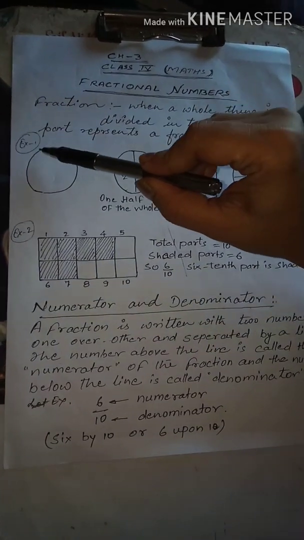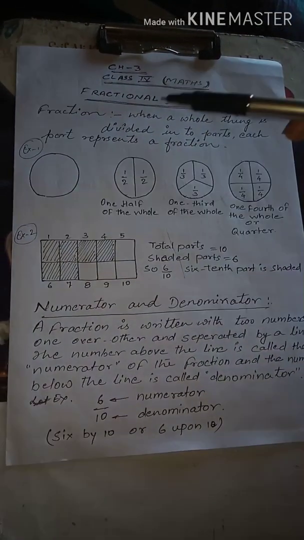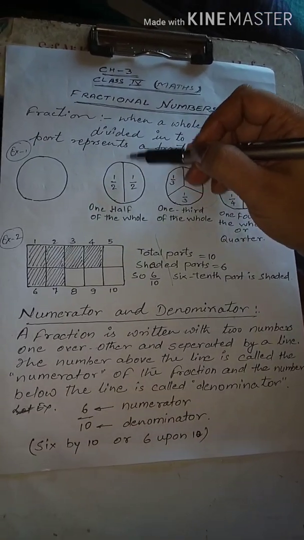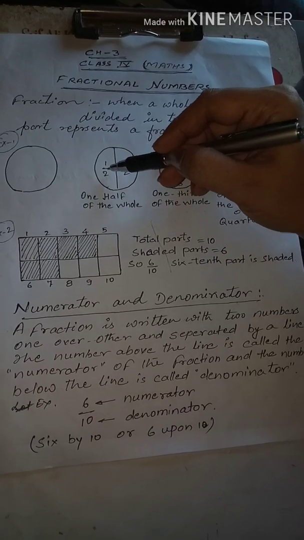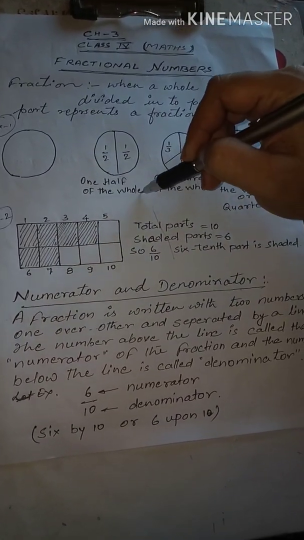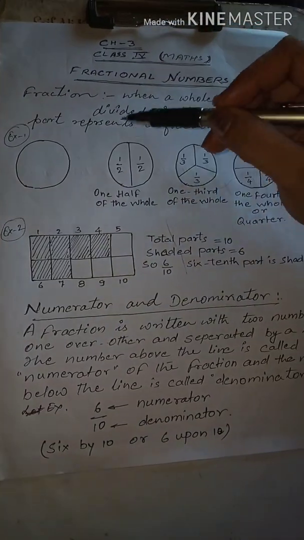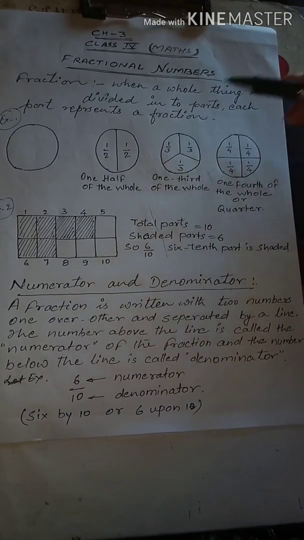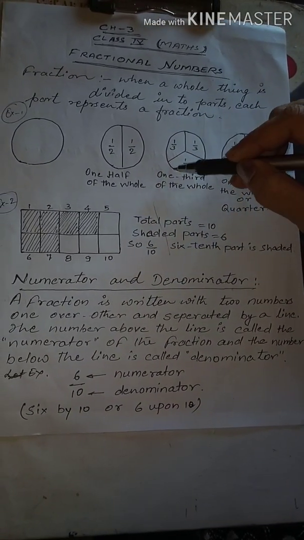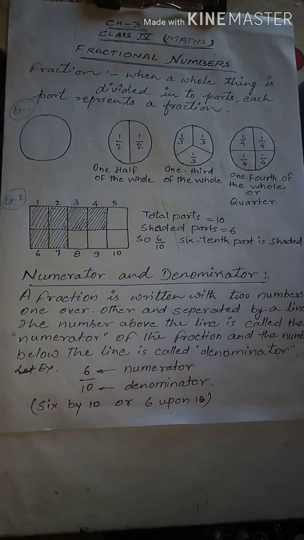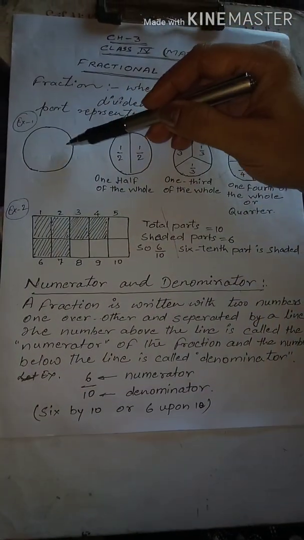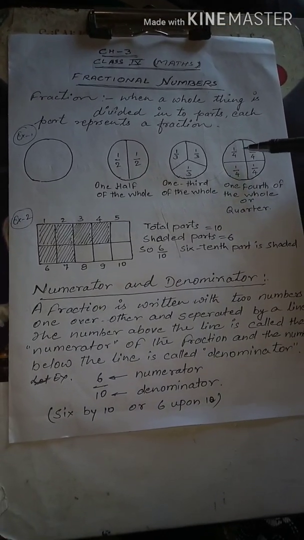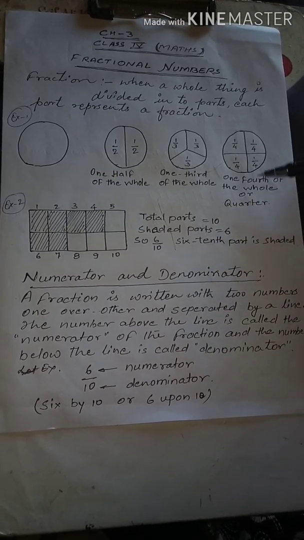As for example, this is one whole circle, and this circle we divide into two equal parts. So each part represents one half of the whole. Suppose this one whole circle is divided into three equal parts. So each part represents 1/3 of the whole. Similarly, this circle is divided into 4 equal parts and each part represents 1/4 or quarter of the whole.